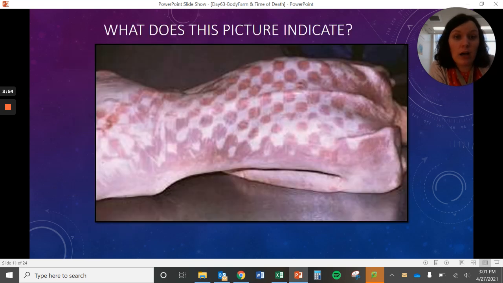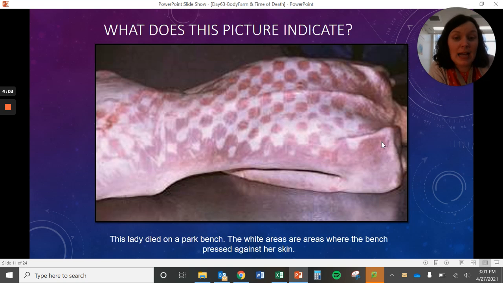So here's an example of livor mortis. This pattern here is showing that lividity occurred on the back of the individual, and this pattern is actually because they died on a park bench. So those little checker patterns are from the park bench.